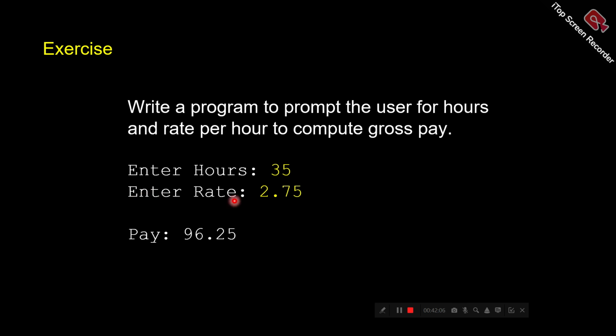Okay, so once we have the two inputs, now we need to find the gross pay. As I said, it is the multiplication of hours into the rate. Okay, got it. And then I need to give in the output what the pay for that employee will be. Okay, got it. Any doubts?